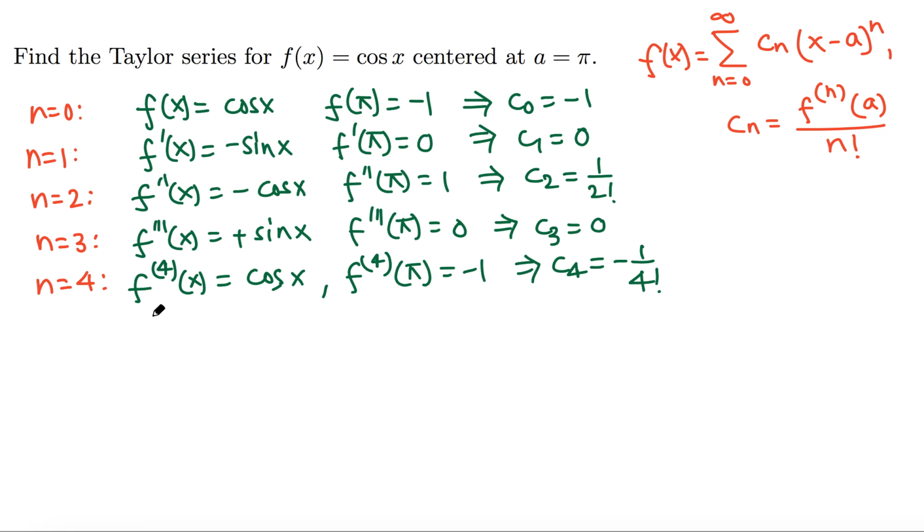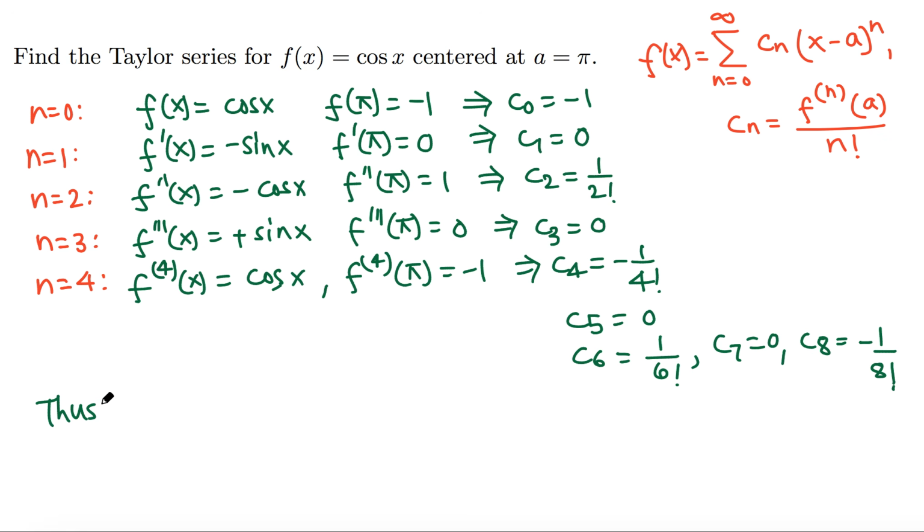Now if we go for finding the fifth derivative and find c5, that will be 0 over 5 factorial, which is 0. And c6 will be 1 over 6 factorial. And c7 would be 0. c8 will be -1 over 8 factorial, etc. Thus, let's write the Taylor series for cosine x, our function.